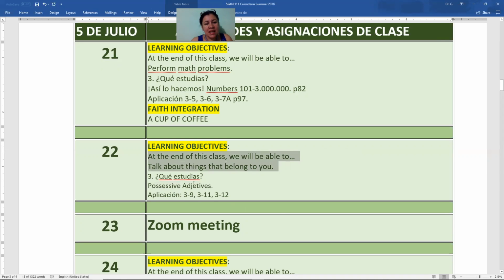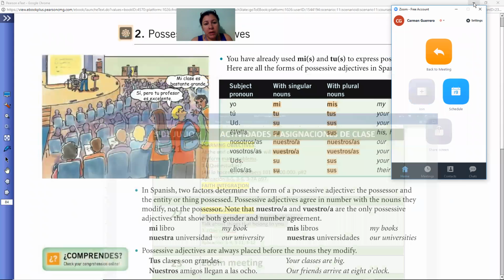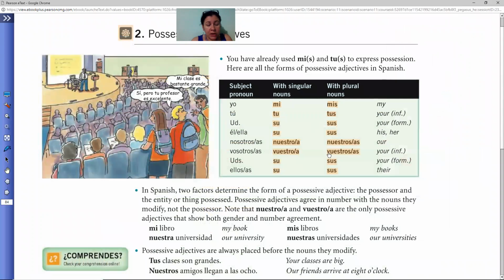And let's continue. I'm gonna open the page of the book. We are on page 84, and this is what I'm talking about when we talk about possessive adjectives. Mi, tu, su, nuestro, vuestro, su. Those are all for the singular. You see the first column here is the subject pronouns. These are possessive adjectives with singular nouns, and now we're gonna hear possessive adjectives with plural nouns.